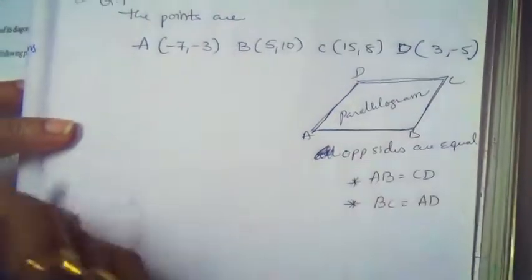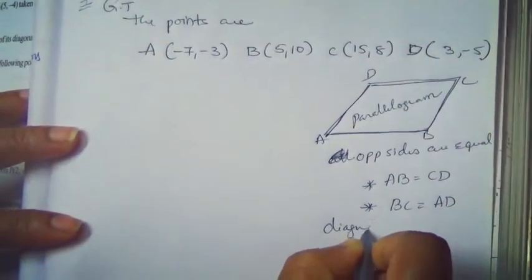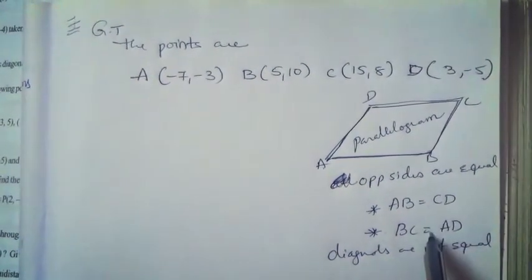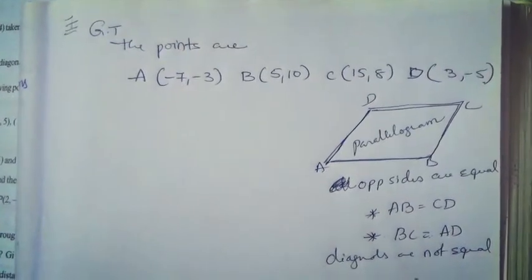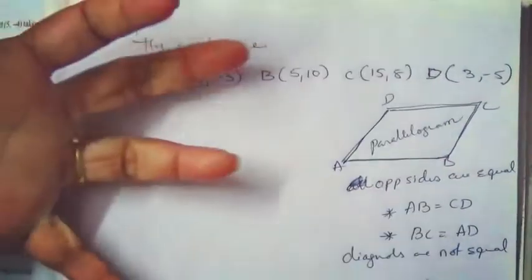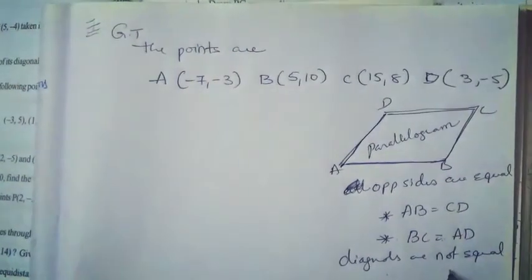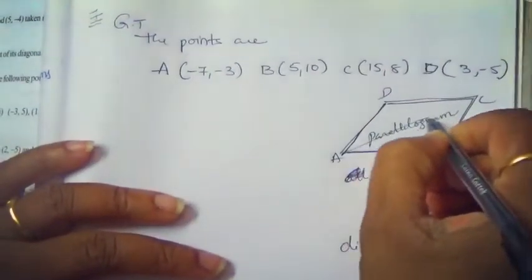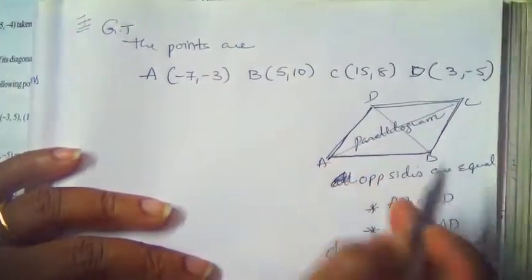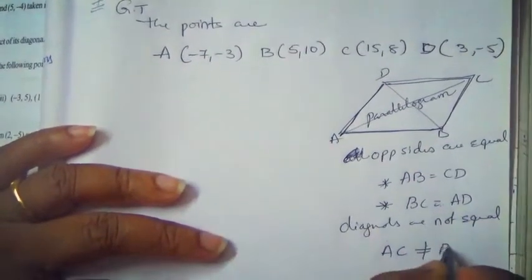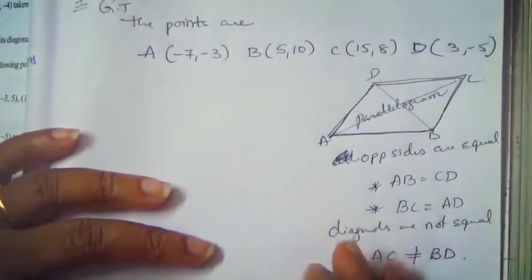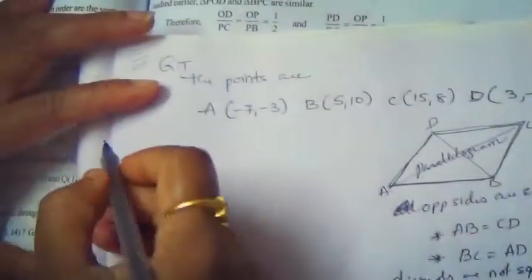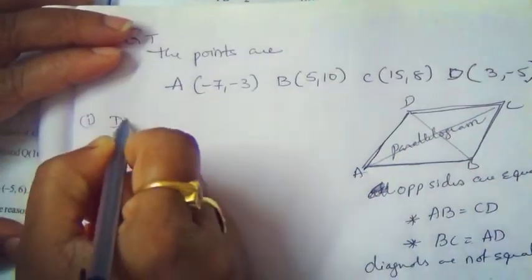So opposite sides are equal and diagonals are not equal. In a rectangle opposite sides are equal and the diagonals are also equal. The only difference between the rectangle and the parallelogram is that the diagonals are equal in a rectangle and not equal in a parallelogram. What are the diagonals? AC and BD. AC and BD are not equal. This we have to prove by using the distance formula. First of all we will check this one.